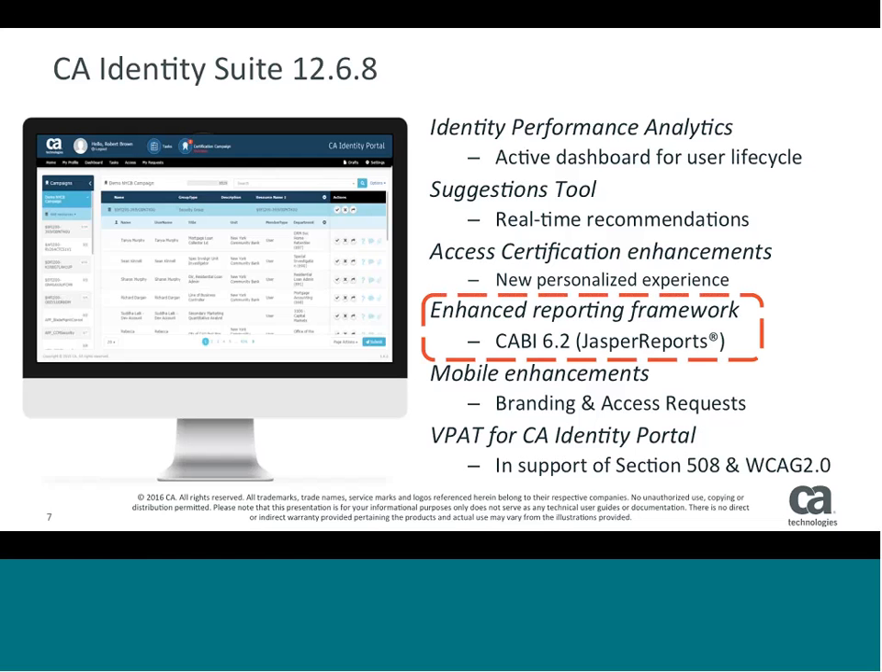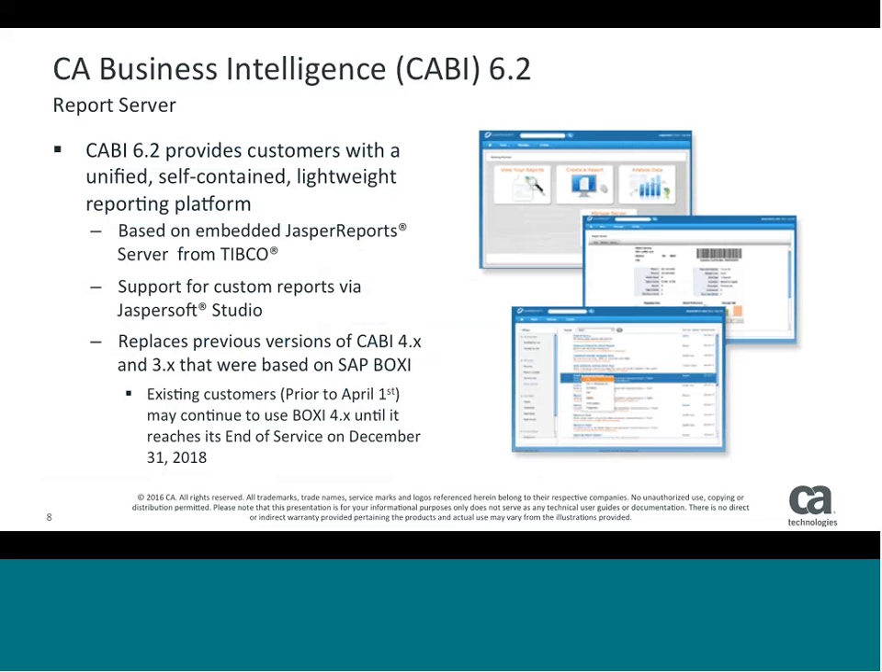Then we have the topic of today, the enhanced reporting framework and the move to CABI 6.2. That's where we'll spend most of the time today. There were also mobile enhancements and VPAT completed for the portal, and many other items that are outside this list, including additional platform support and addressing multiple issues reported from the field. So all of that is 12.6.8. I think it's a very interesting release. I encourage you to go and learn a little bit more about that. But today we will talk about CA Business Intelligence.